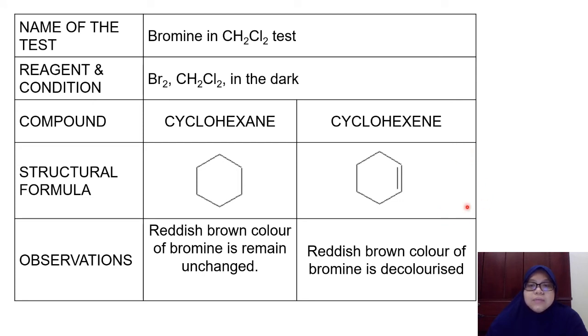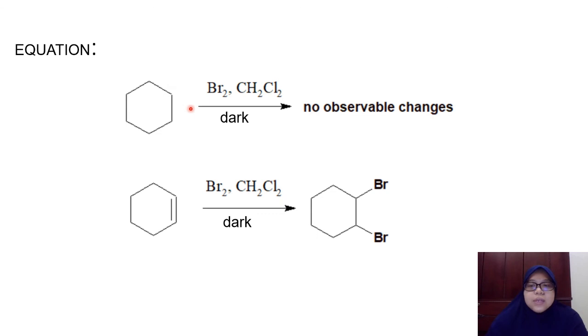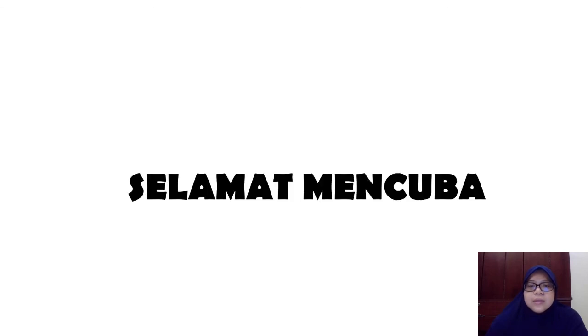That means cyclohexene will give you the positive observation. For the observation, for cyclohexane the reddish brown color of bromine remains unchanged, while for cyclohexene the reddish brown color of bromine will be decolorized. And then when we look at the equation, for cyclohexane reacting with bromine in CH2Cl2 in the dark, there will be no observable changes. While for cyclohexene reacting with bromine in dichloromethane in the dark, it produces a vicinal dibromide.